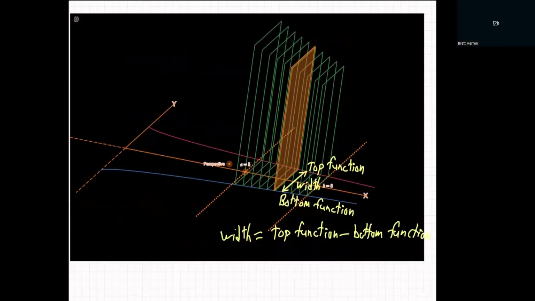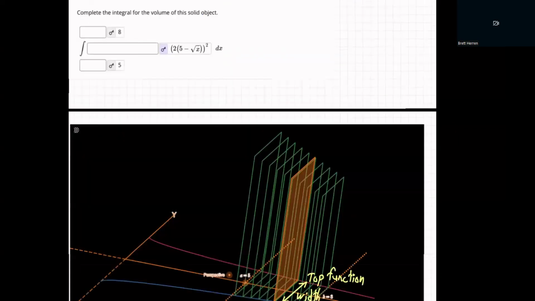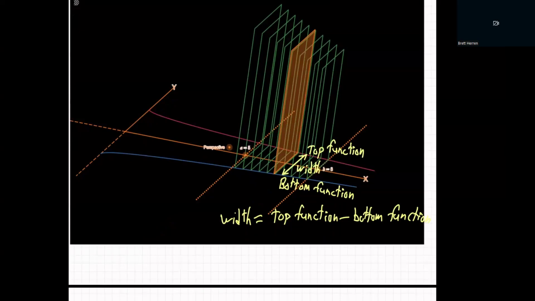Okay, so here's the two curves coming in. This top function is this one up here, 5 minus root x. I'll put that one up there: y equals 5 minus root x. And the bottom one is y equals negative 5 plus root x.